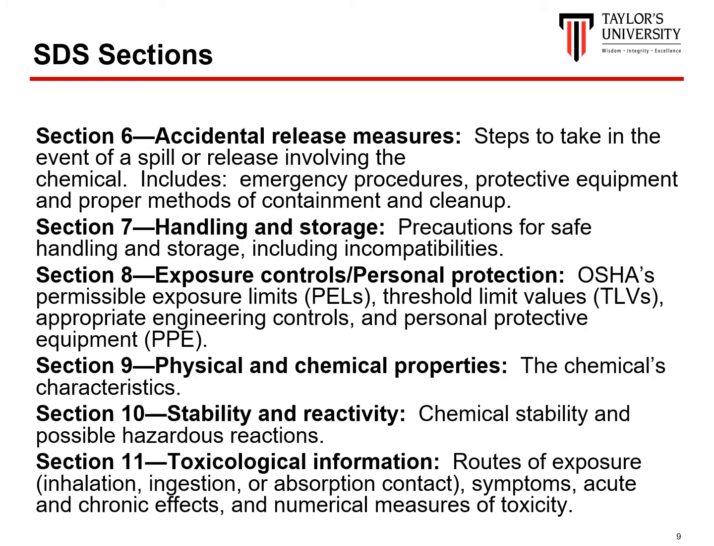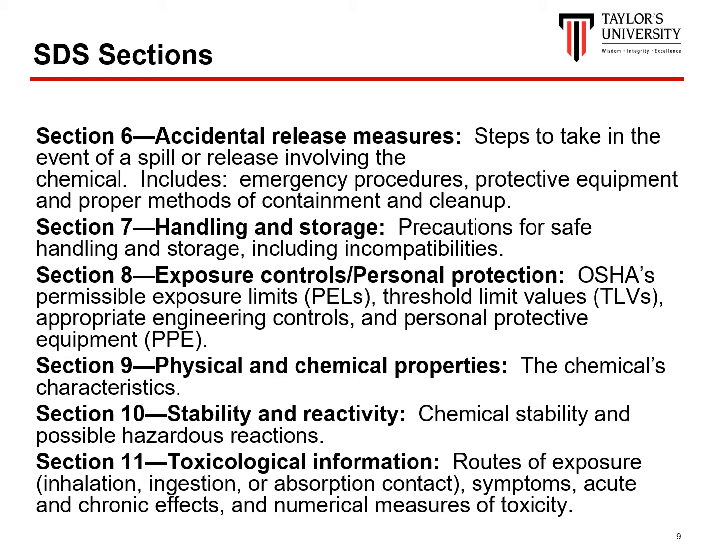Section 6 talks about the accidental release measures, so the steps to take in the event of a spill or release involving the chemicals. This includes the emergency procedures, the PPE that is required, and the proper methods of containment and cleanup. Section 7 talks about the handling and the storage of this particular chemical. Section 8 is what we often use, and talks about all the exposure limits. So if you want to do any calculations to estimate the threshold limits, refer to Section 8.